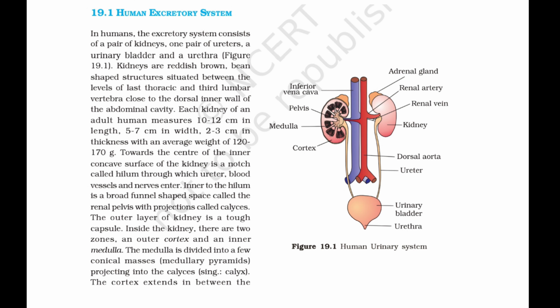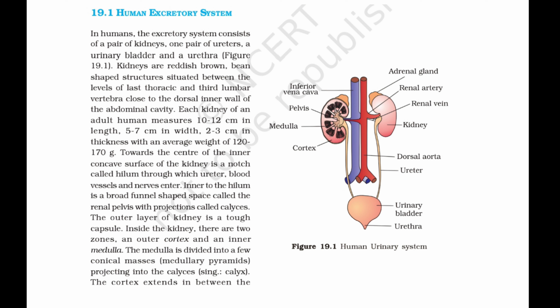16.1 Human Excretory System. In humans, the excretory system consists of a pair of kidneys, one pair of ureters, a urinary bladder, and a urethra, as in Figure 16.1. Kidneys are reddish-brown, bean-shaped structures situated between the levels of the last thoracic and third lumbar vertebra, close to the dorsal inner wall of the abdominal cavity. Each kidney of an adult human measures 10 to 12 centimeters in length, 5 to 7 centimeters in width, 2 to 3 centimeters in thickness, with an average weight of 120 to 170 grams.